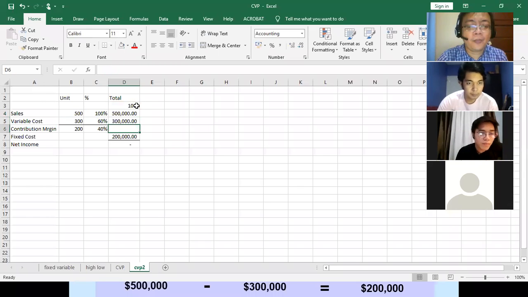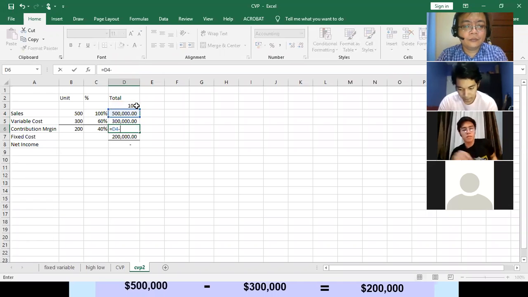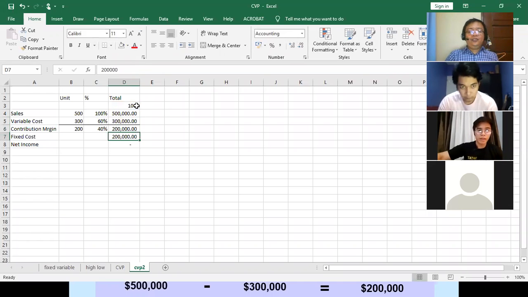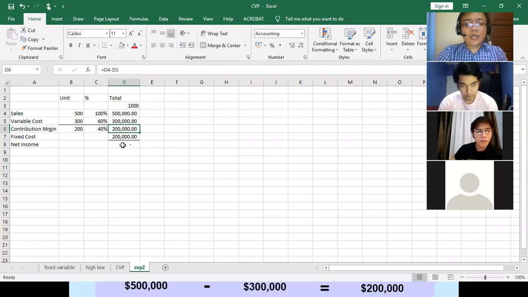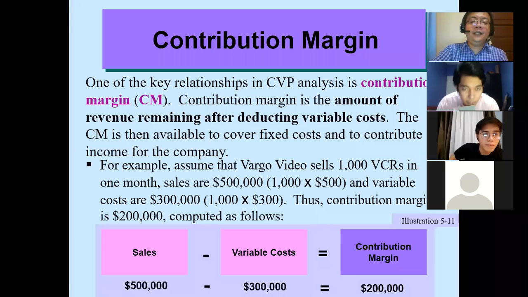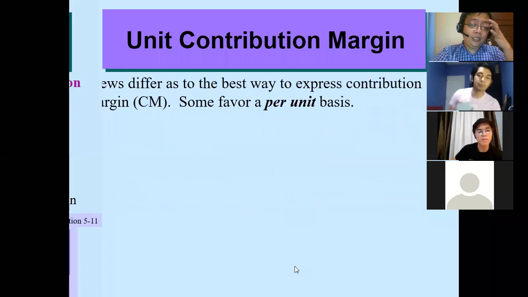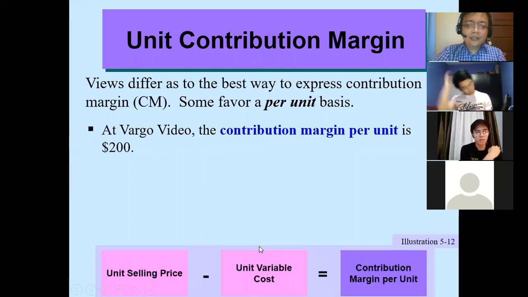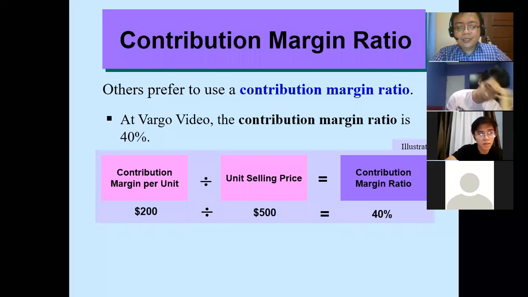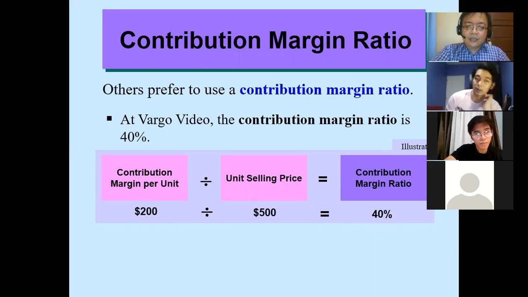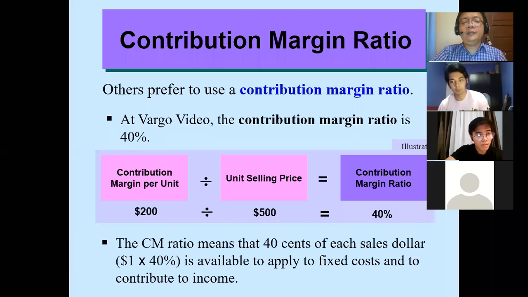Yan. Oh, diba? 0. Alright. So meaning, the CM here is 200,000 by subtracting the sales minus variable cost, and you have your CM. Alright. Ito lang yun, ha? Yan. Same, diba? 200,000. Alright. Per unit, done na. Selling price minus variable cost per unit. Yan, yun ang kanina. CM ratio, diba? Same. The sales percentage minus variable cost percentage, you have CM percentage. Yun lang yan, no? All right.